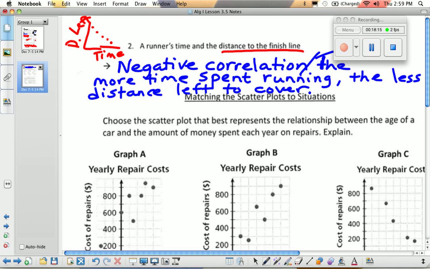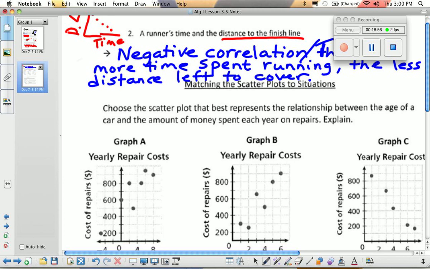So I'm going to say negative correlation, that's a phrase, then I'm going to start my sentence. The more time spent running, the less distance left to cover. You need to make sense when you're explaining these. You need to write in sentence form, with capital letters and punctuation. Somebody better be able to understand what you're talking about. You don't get to just say, because it works that way. That wouldn't be a very good explanation. Anybody have questions on that? We don't have a graph. We can make our own if we need to help us, but we don't have to. We can do it without it.